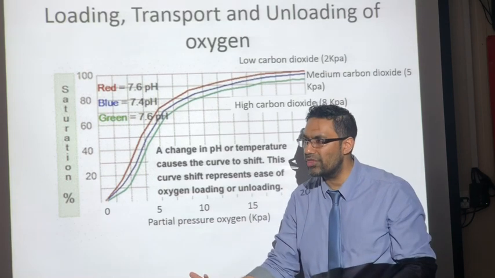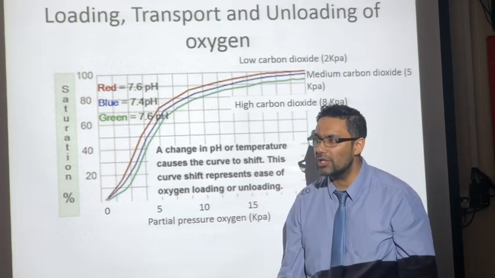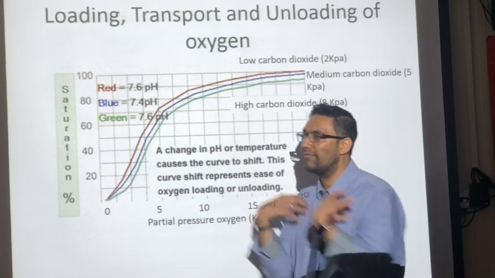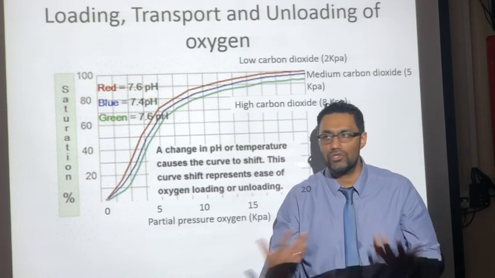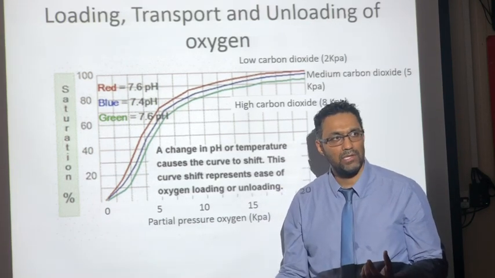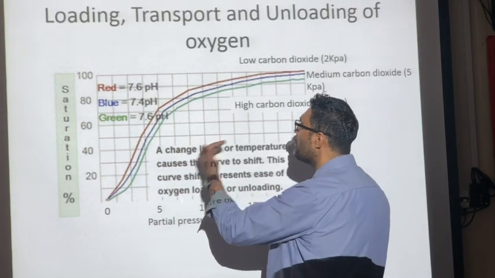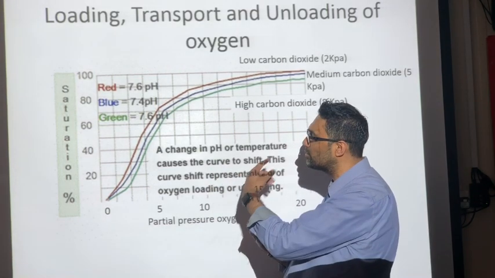And that's a useful thing because your muscles need oxygen. They don't want the blood to hold on to the oxygen. They want the blood to give the oxygen to the muscles so they can use it for aerobic respiration because you're running. Does that make sense? Right? So it's shifting to the right. This shift caused by carbon dioxide is called the Bohr shift or the Bohr effect, B-O-H-R, which you'll see in a second.